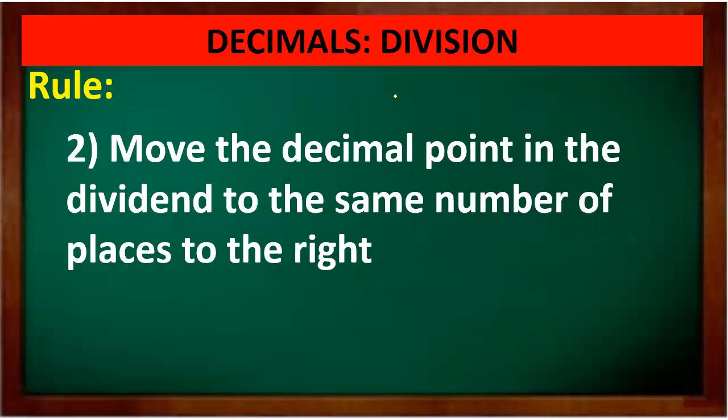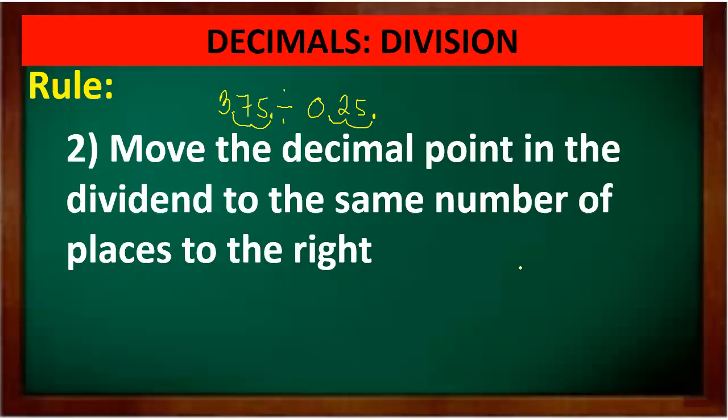So, second rule. The second rule is move the decimal point in the dividend to the same number of places to the right. So, meaning to say, after mo ma-move ng decimal places yung divisor natin, i-move din yung decimal places ng dividend natin. So, sabi natin sa example, 3.75 is your dividend divided by 0.25. So, since we have moved 2 places to the right yung divisor natin, i-move daw natin din ang ating dividend ng the same number of places to the right. So, since 2 places yung na-move sa divisor, i-move din natin 2 places to the right yung sa dividend natin.